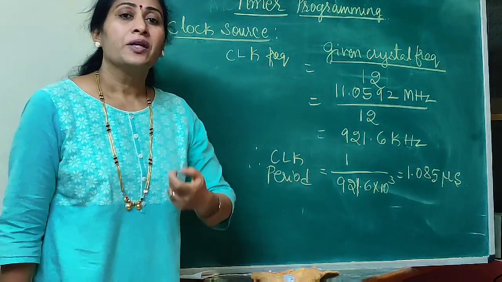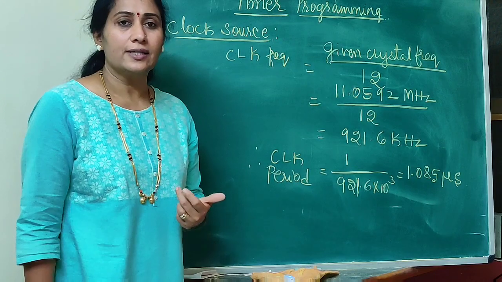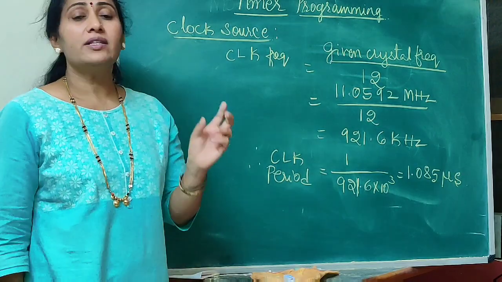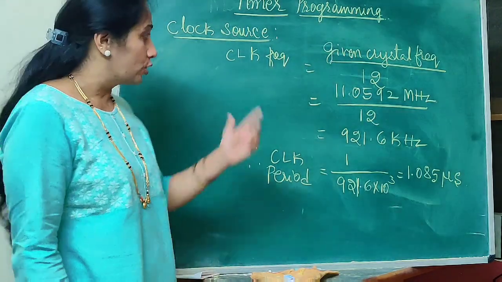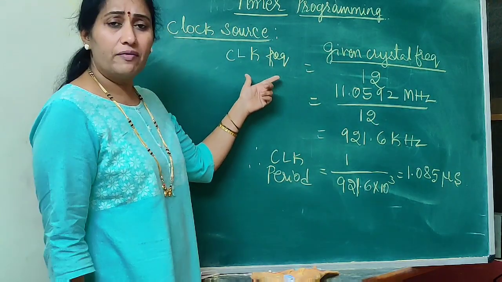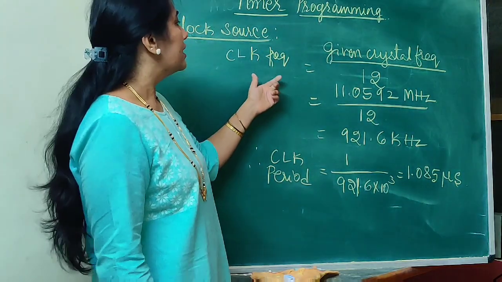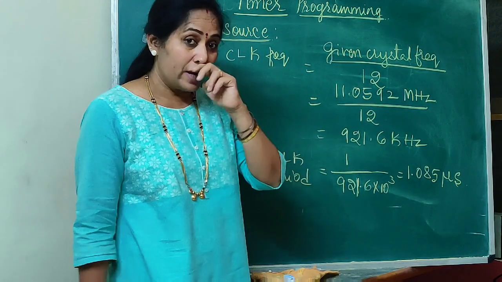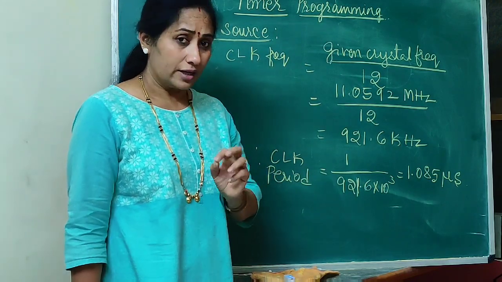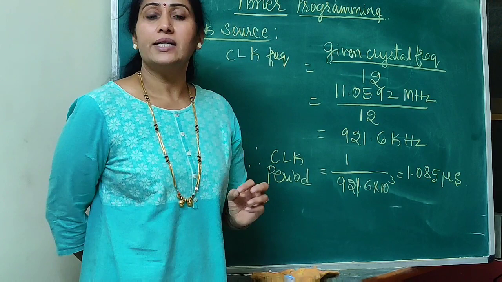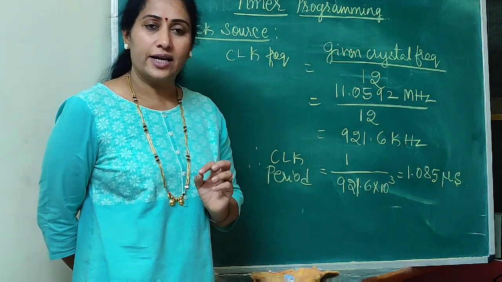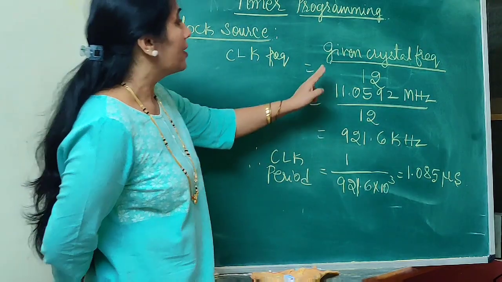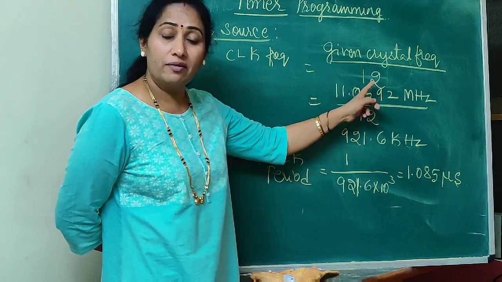If you remember the block diagram which I showed in the previous class, one of the inputs to the AND gate is the pulses. So the frequency of that particular pulse plays a very important role. Here the clock frequency available for the timer is calculated as the given crystal frequency divided by 12. Why do we divide it by 12? We said that in the previous class. One machine cycle has 6 T states, and each T state has 2 pulses. So that's why the given crystal frequency is divided by 12.